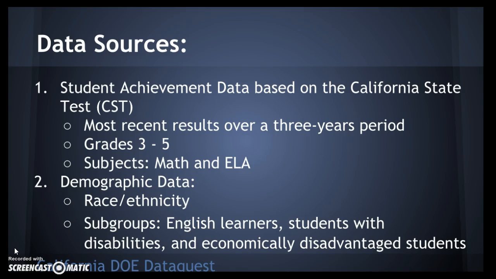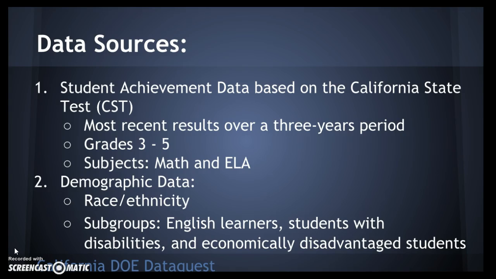The California State Test. And we're going to use the most recent results, and that will be for years 2011 to 2013. The reason why we're not using 2014 and 2015 is simply because the state did not publish those results. That's because of the transition to the new assessment. So the only published data that we have so far is 2011 to 2013, and that's what we will be using in this data overview.